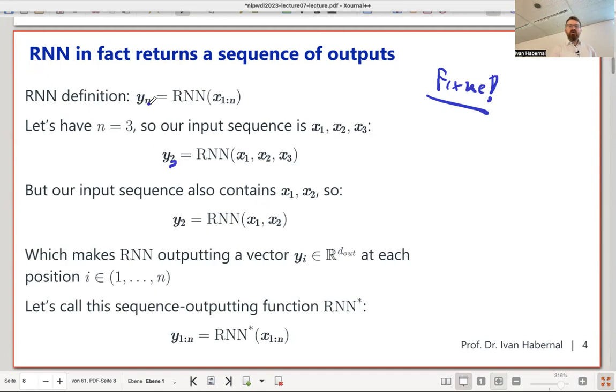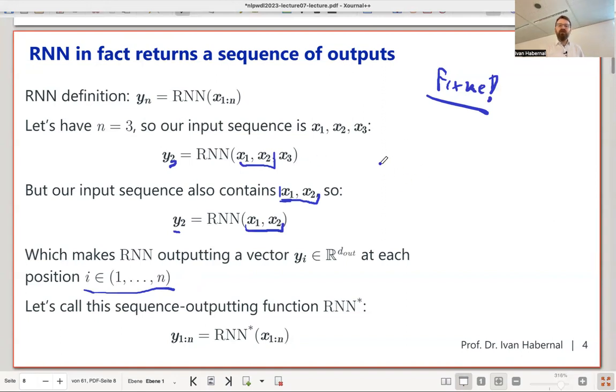As I said, 1 to n is 1 to 3. So y3 should be at position 3. It takes all the input and returns a vector. But our input sequence also contains just a subpart, x1 and x2, okay? So our model should also return y2 for x1 and x2, right? Because for any sequence we plug in, it returns a vector. So in fact, it makes RNNs output a vector at each position i, okay?